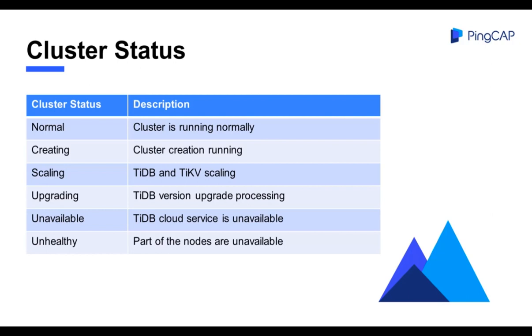There are 6 cluster statuses. Normal, when the cluster is running normally. Creating, cluster creation running. Scaling, TiDB and TiKV are scaling. Upgrading, during a TiDB version upgrade. Unavailable, TiDB Cloud Service is unavailable. And unhealthy, part of the nodes are unavailable.